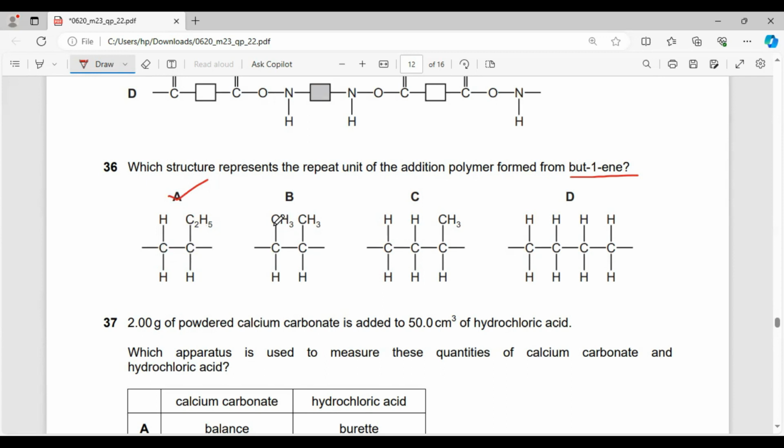In option B, even though it is having 4 carbon atoms, if you make it a monomer, you can see that the double bond is between the second and third carbon atom if you number it properly. In case of option C, again it is wrong. And option D, it is the structure of ethane. So it is also wrong.